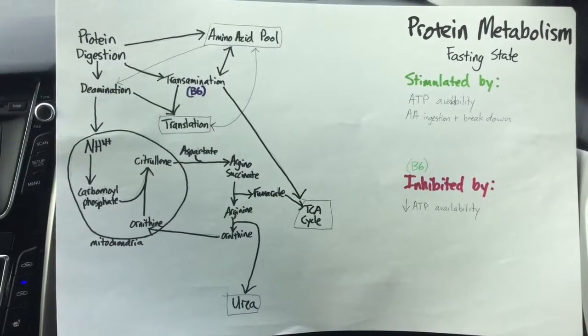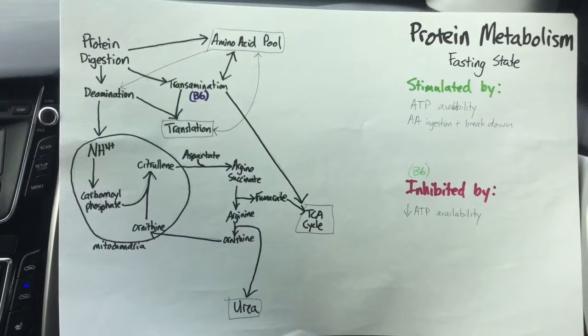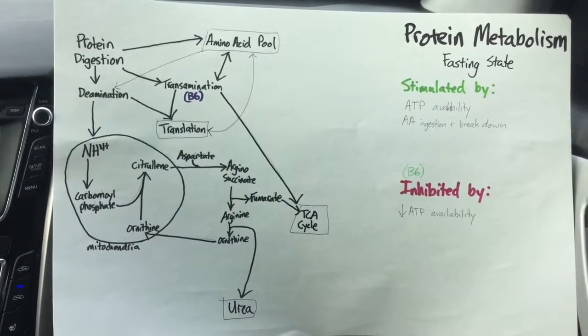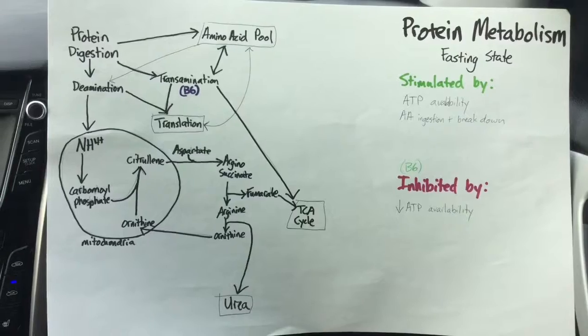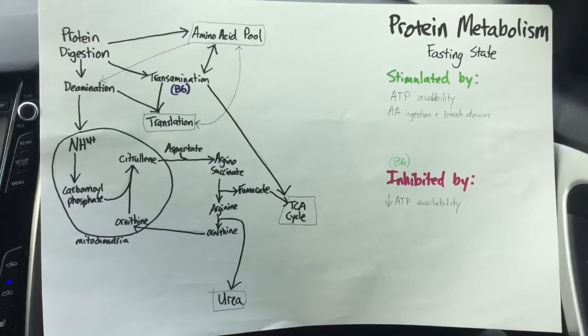And this process is inhibited mostly by low ATP availability, because even in the fasting state, you're going to want to be making proteins, but obviously if you don't have enough energy, that's going to be something that takes a back seat. So that is protein metabolism at a 50,000 foot glance.